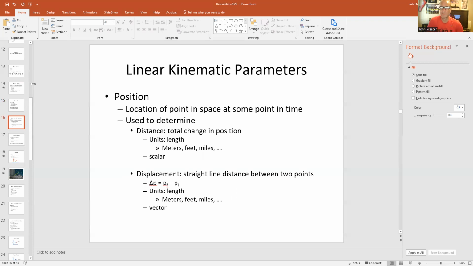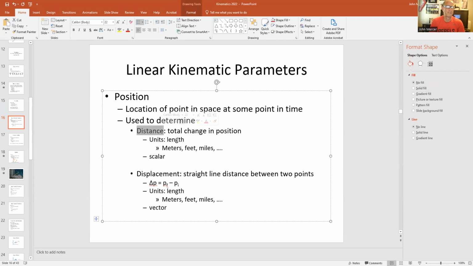All right, so let's go with linear kinematics. And now we're going to talk about the linear kinematic parameters: position, velocity, and acceleration. Well, position is the location of a point or of an object in space at some moment in time. And what we're interested in is movement. So we're going to track that object and how it changes its position in space over some time period. And there are two terms that we use when we talk about the change in position of an object: distance and displacement.